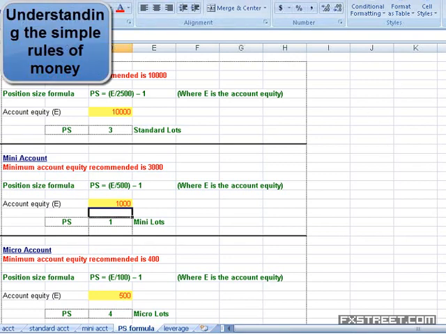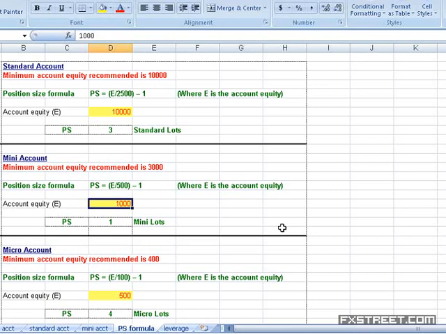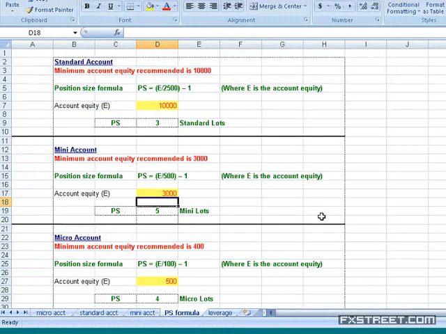All right, so position size formula. You need to start an account. Your capitalization has to be correct, minimum of $3,000. Then you can go ahead and trade with a minimum of 5 mini lots.